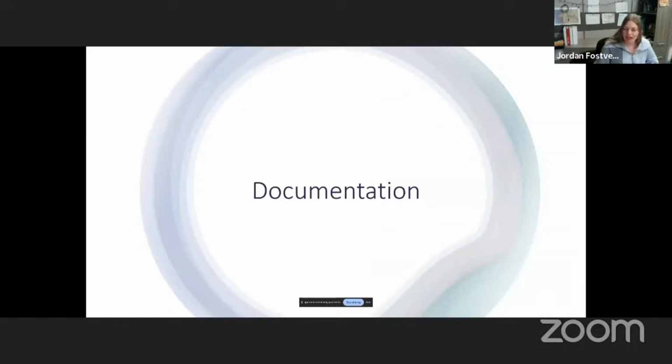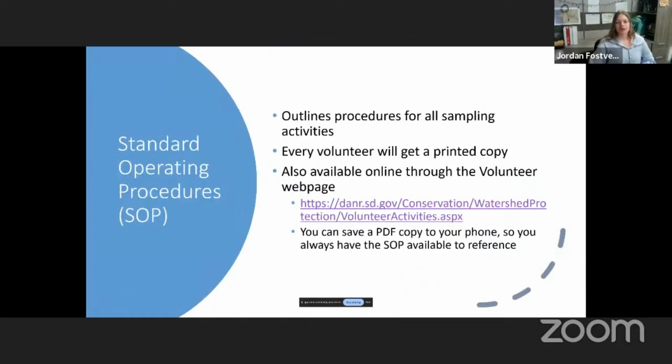Documentation is a really important part of science. If it isn't documented, it didn't happen. So we'll talk about that now. First, we have our standard operating procedures, which we call an SOP. This outlines all procedures for all sampling activities. There's one specifically for volunteer monitoring operating procedures, and every volunteer will get a printed copy. It's also available through the volunteer webpage, which is linked right there. You can save a PDF copy to your phone, or if you have service on your lake or stream, you can pull it up whenever you want. This is useful if you have questions when you're sampling. You can reference the SOP. So read through that, and then if you still have questions, feel free to call me.